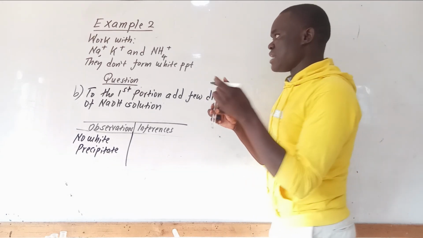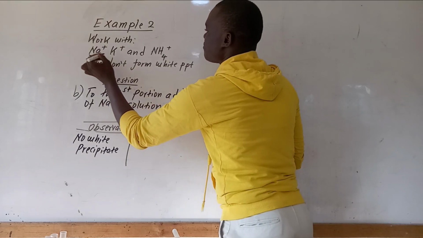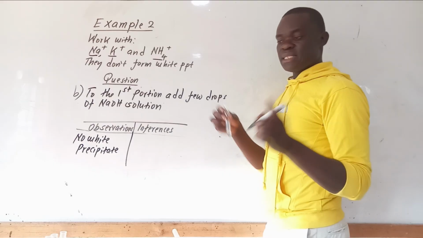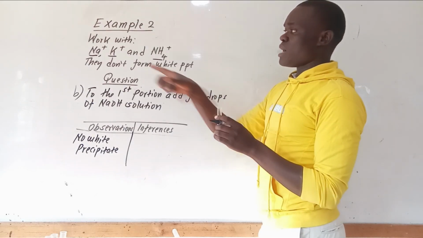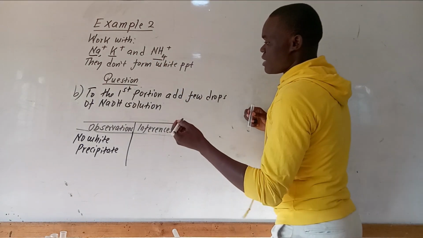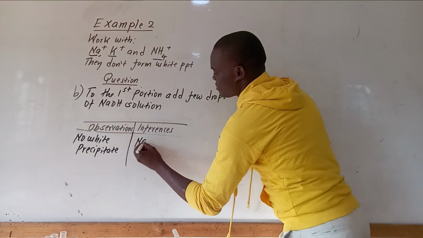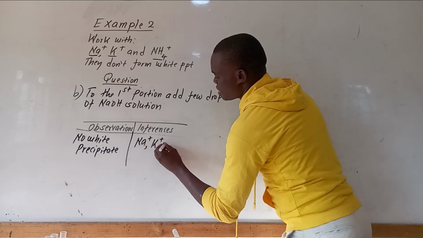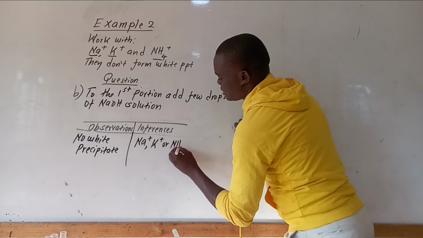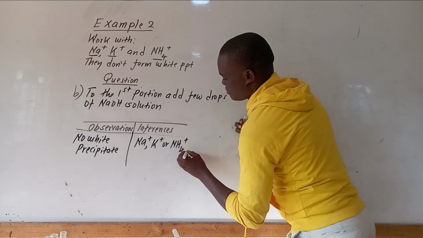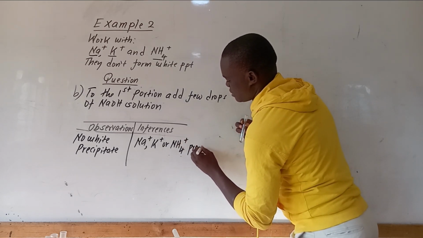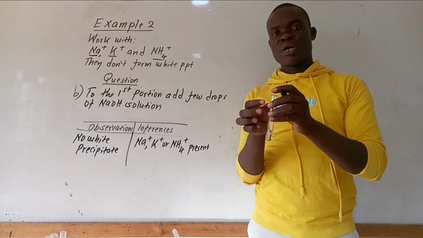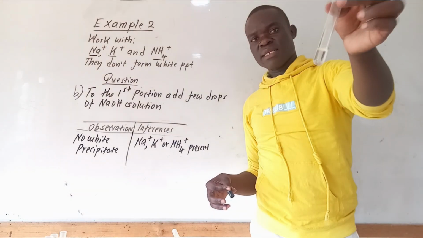So that one means that either sodium, potassium, or ammonium ion may be present in this solution. We are suspecting one of the 3. So we will write here sodium, potassium, or ammonium ion present.